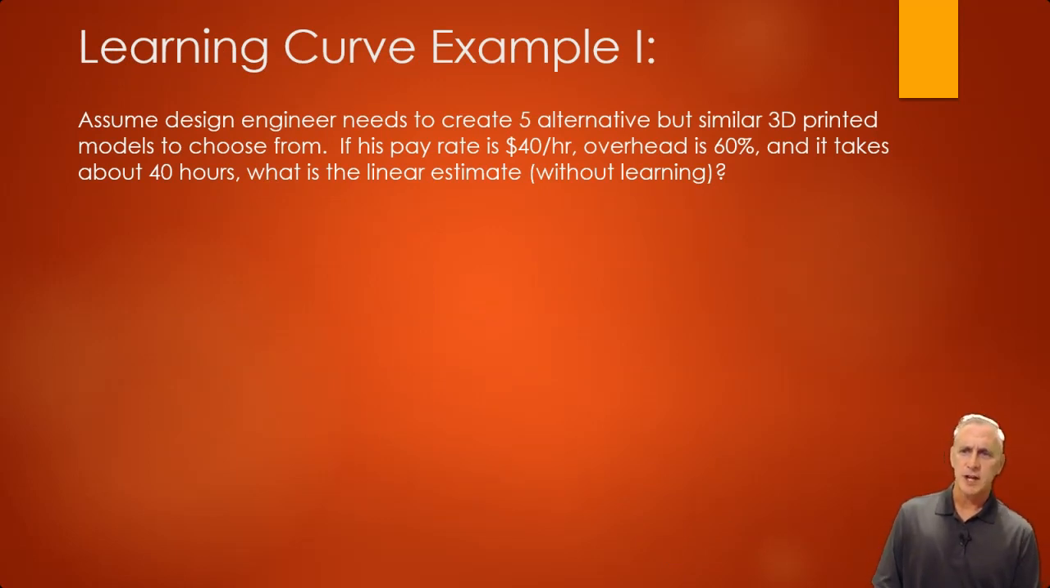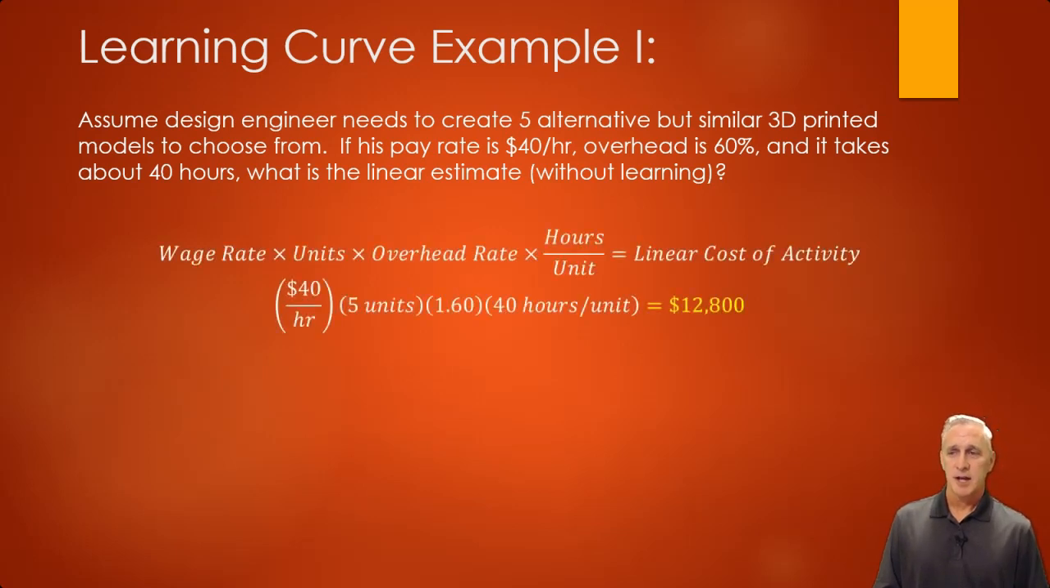So let's say we're using the full calculation. Here we have a design engineer who wants to create 5 alternatives, but they're going to be very similar 3D printed models. Pay rate, $40 an hour, overhead 60%, takes about 40 hours the first time. So what we think is the linear estimate if we don't have a learning curve? Well, I would say take his rate, multiply by 5 units, multiply by overhead, number of hours per unit, and we're going to estimate $12,800.